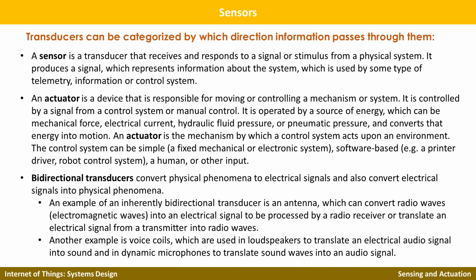Transducers can be categorized into three categories based on the direction in which information passes through. We already talked about sensors, which convert a physical phenomenon into a signal. The actuator does the opposite: it converts an electrical signal into a physical phenomenon. Bidirectional transducers do both, converting a physical phenomenon into an electrical signal and also converting an electrical signal into a physical phenomenon.